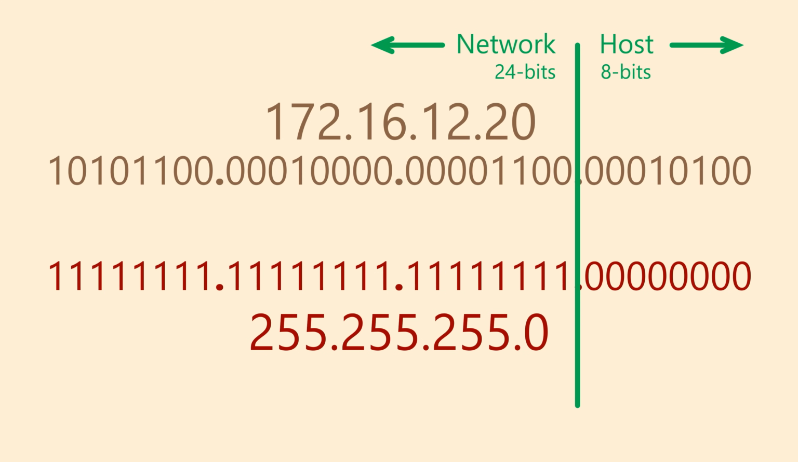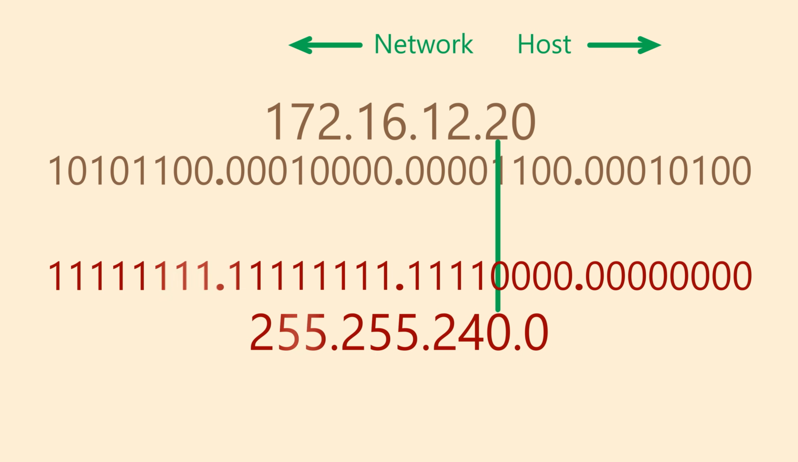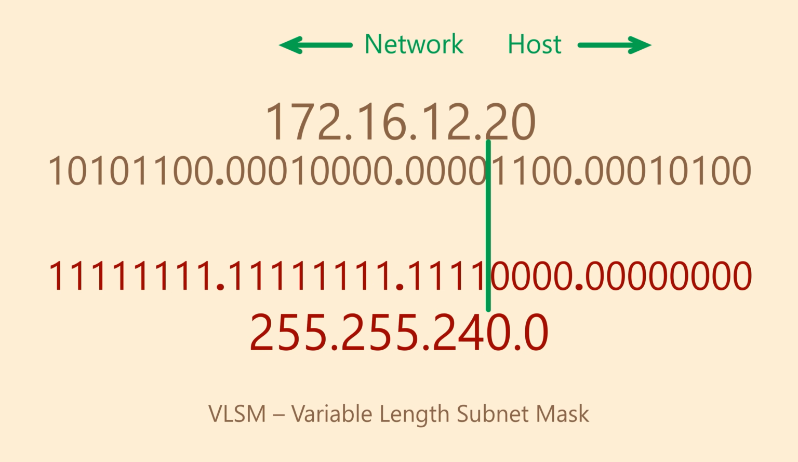The interesting part is that we can change the length of the subnet mask. That is, the number of ones in the mask. What would happen if we changed this to a 20-bit subnet mask? We now have 12 bits available for hosts. That allows up to 4,096 host addresses. But there are fewer bits available for use by subnets. So when we plan out a network, as we're going to see in the next lesson, we can change the size of the subnet mask to suit our needs. This is called VLSM, or Variable Length Subnet Mask.